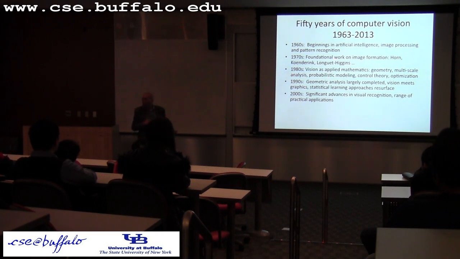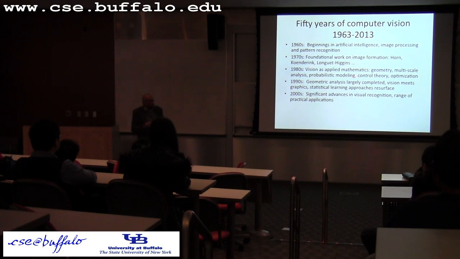But there were very few people in the field at that time. And computers were very, very weak. You couldn't store much, you couldn't do much. And yet people were trying. In fact, a lot of interesting theoretical ideas were developed in that era. A lot of foundational work on the mathematics and physics of image formation, by Horn, Koenderink, Longuet-Higgins, happened in the 70s, because to do math, you don't need computers. Vision is applied mathematics. I did my PhD in 1985.